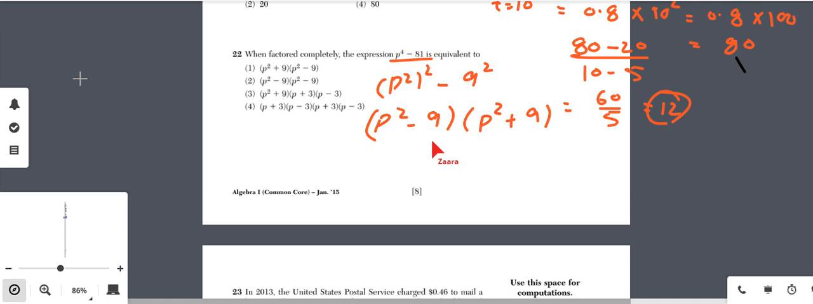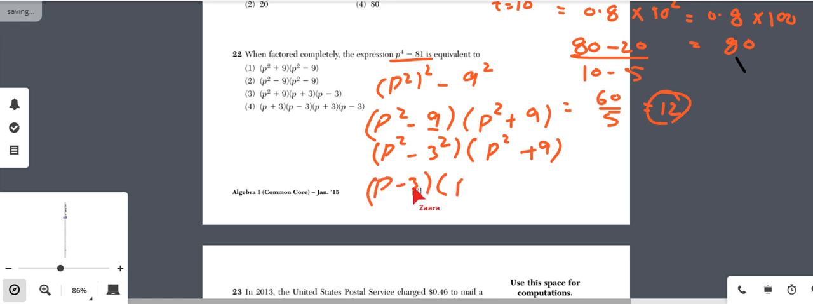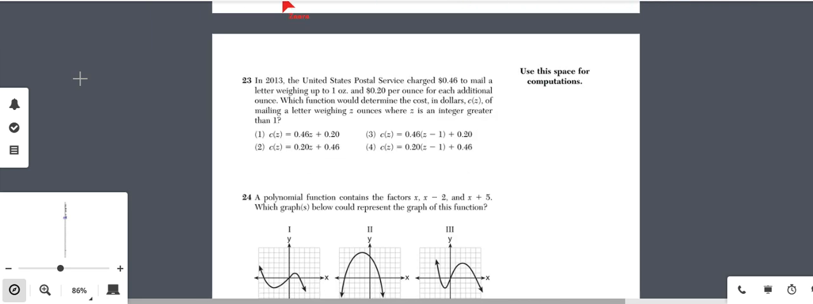Now, this 9 is again a perfect square, so I can write it as 3 squared. And p squared plus 9 stays. By doing that, I will get p minus 3, p plus 3, and p squared plus 9. So the right answer is this one, answer 3. Got it? Good.